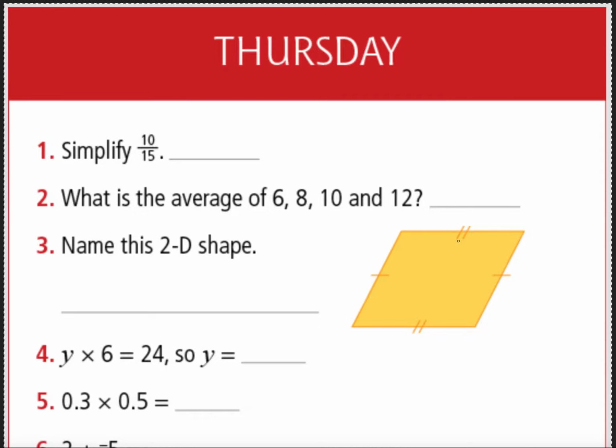Number 4, something multiplied by 6 is equal to 24. So what is that thing? That's from your 6 times tables. What do you multiply by 6 to get 24?